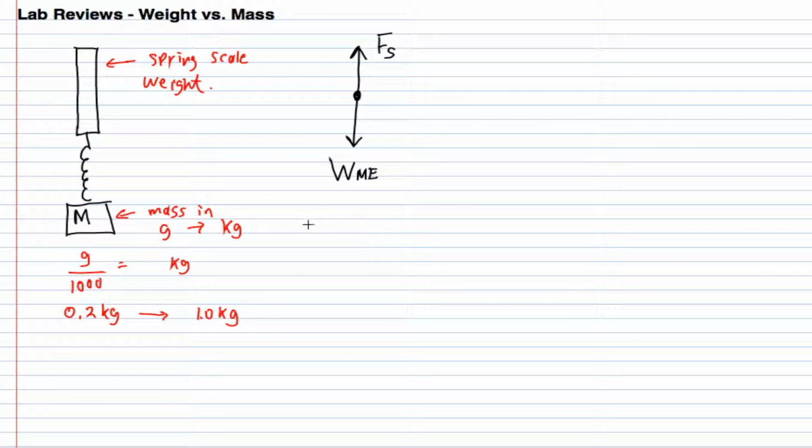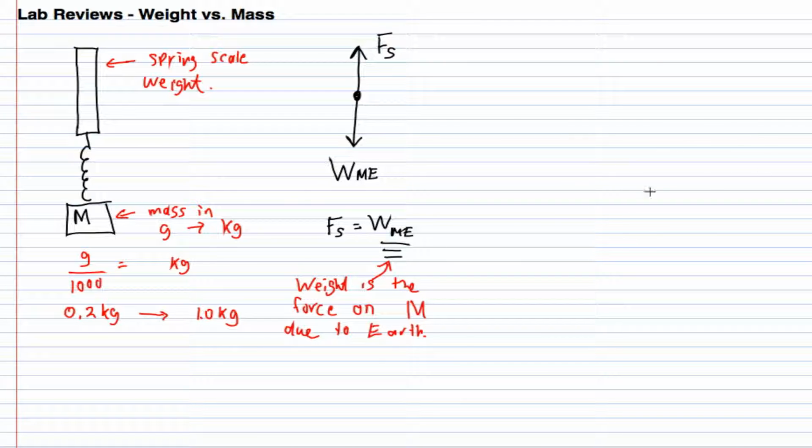Since it's just sitting there, we conclude that the force of the spring has to balance the weight of the mass. So when I read this spring scale force, what I'm really reading is the weight of the object, which means the force that the earth exerts on the object, because let's remember that weight is the force on m due to earth.